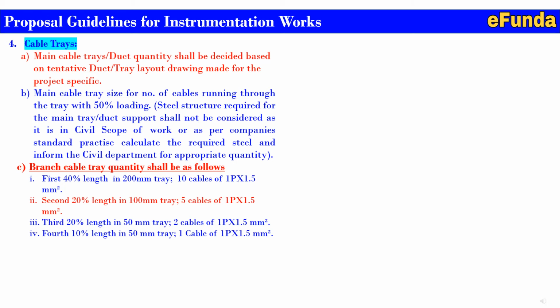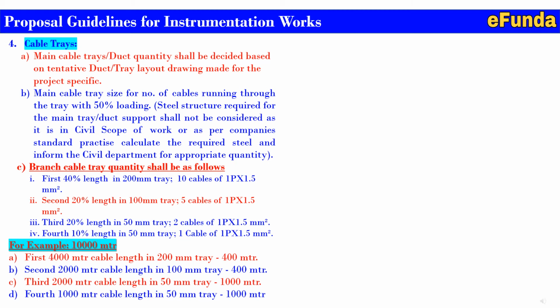This is how the cable tray estimation is done. For example, we will consider 10,000 meter length. For that, we will see how the trays are being calculated.